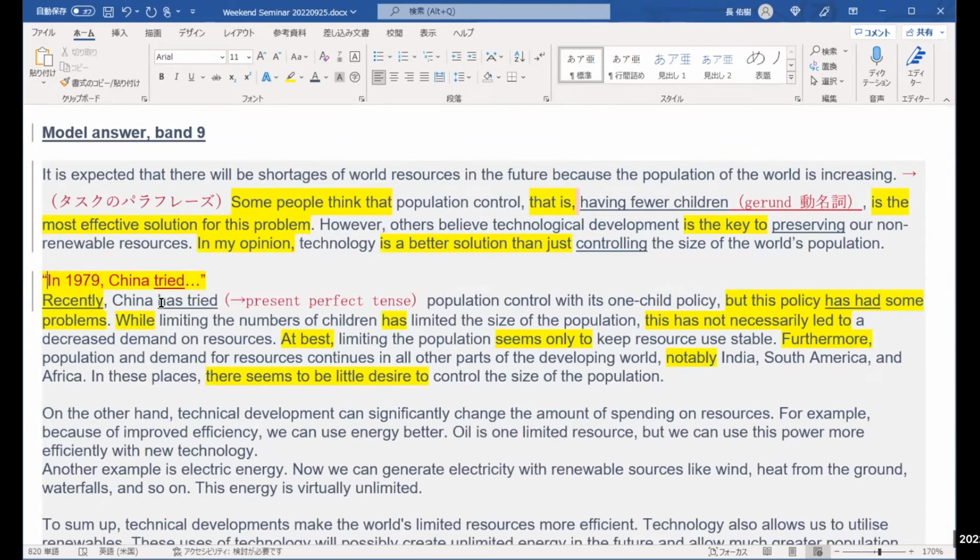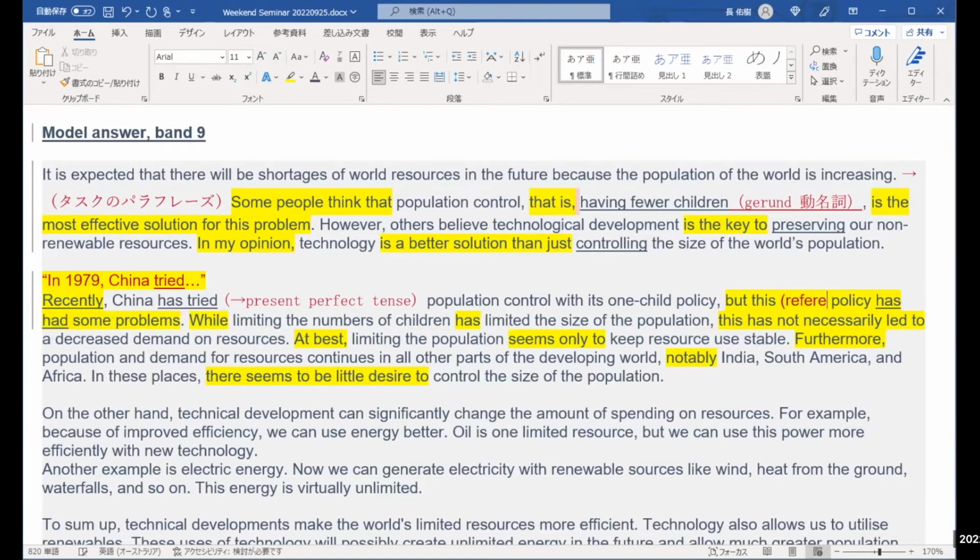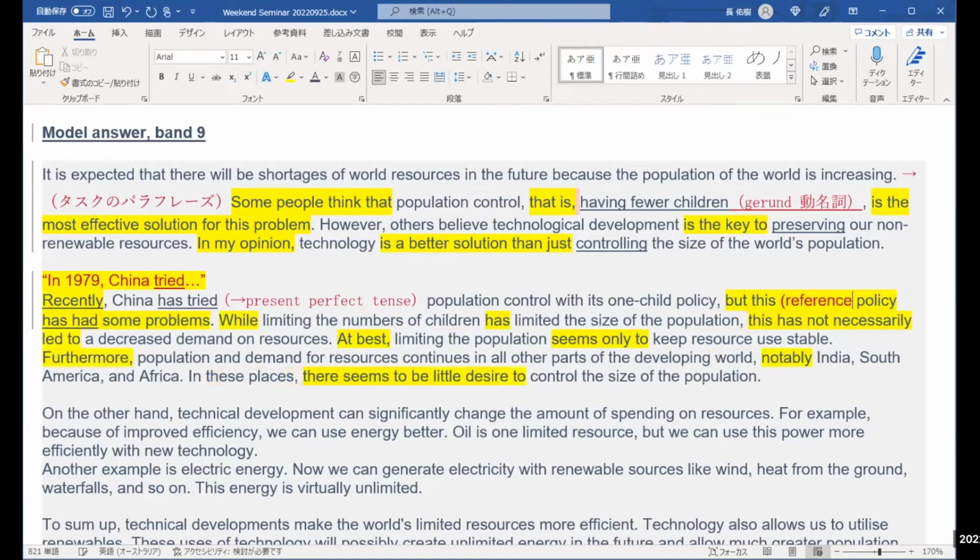This policy, it's important that we understand what this means. In other words, the one-child policy. This is an element of coherence and cohesion. This is called reference. I understand what this is referring to.